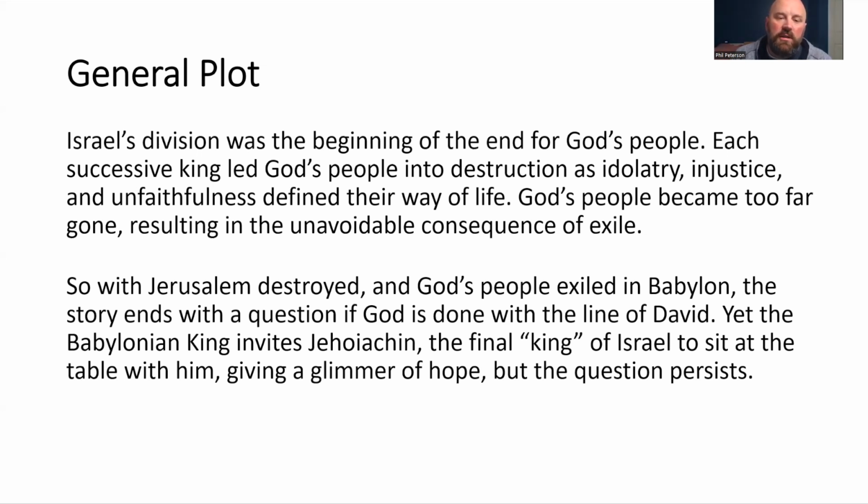And so the good news is there's a glimmer of hope, as you read at the end of 2 Kings 25, that the Babylonian king invited Jehoiakim, the king of Israel, to sit at table with him. The reader has a small glimmer of hope, but the question persists whether or not this is the end of God's people and their purpose in the world.